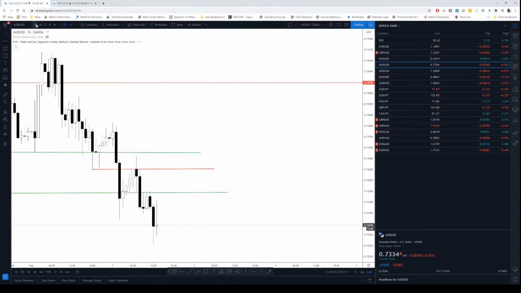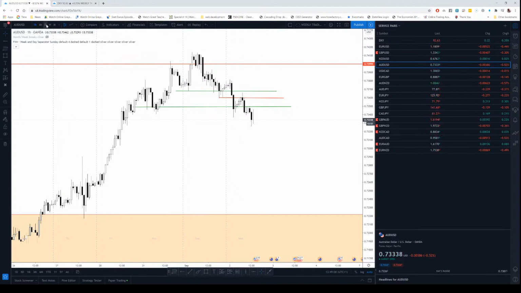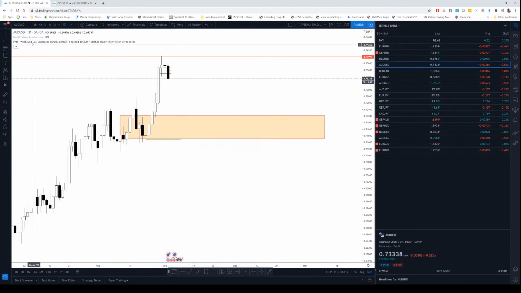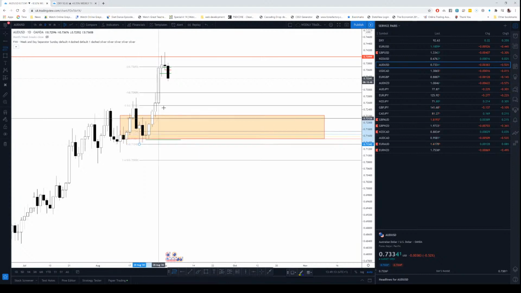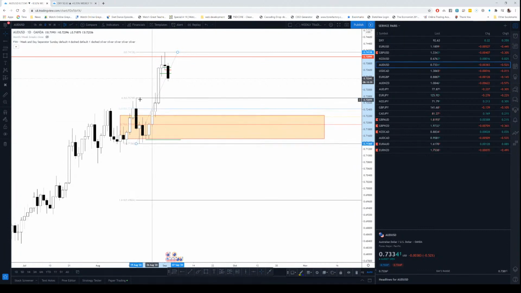So as we were having the session, price was in here. Then I elected to go short. So I'm currently sitting in a short on this one, and I want to see if we can come down to at least the 50% of this range right there. So 50% of this range is right here. So that's where I'm targeting for my short.